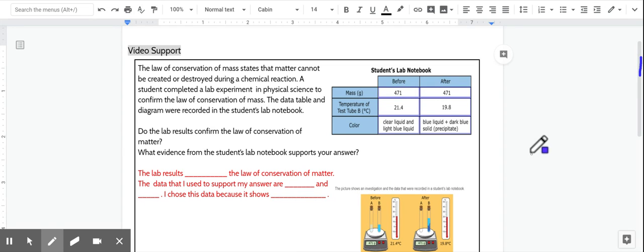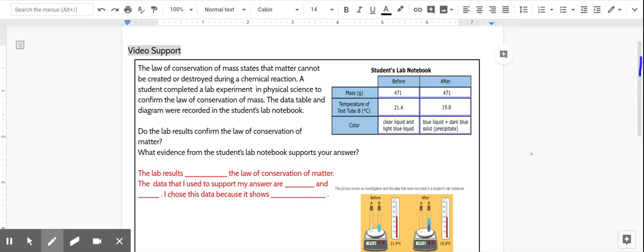Now, if we're saying the law of conservation of matter cannot be created or destroyed, you want to look for something that has the same thing at the beginning and the same thing at the end. It can be in a different shape or a different form, but it must be the same amount. That's a little hint for you.